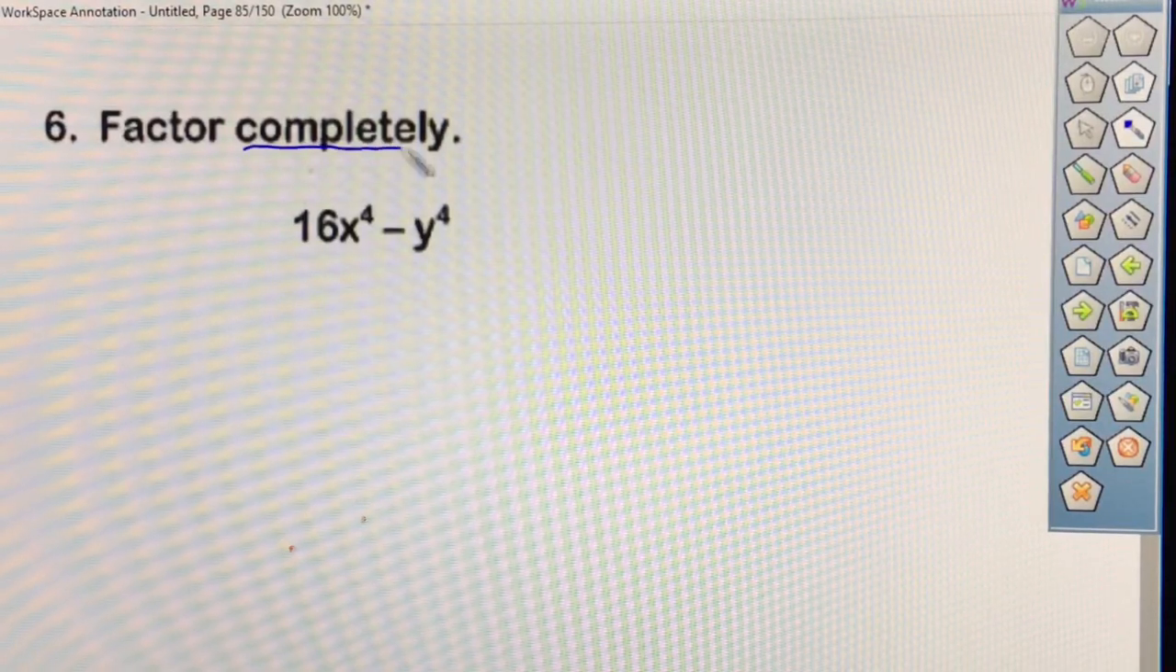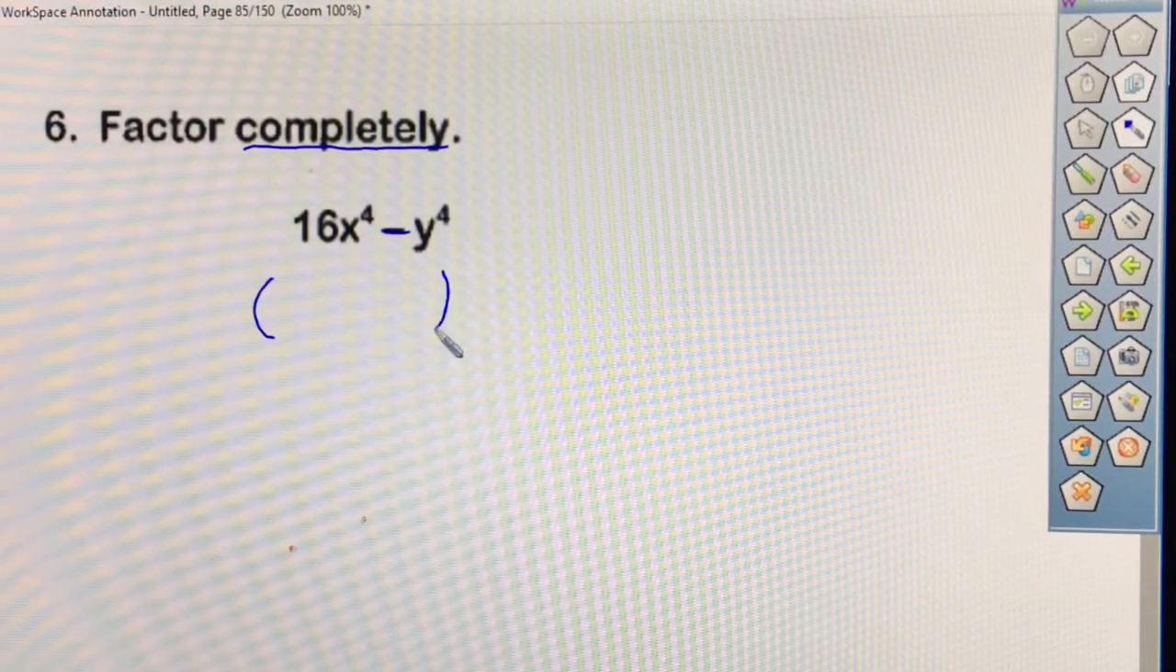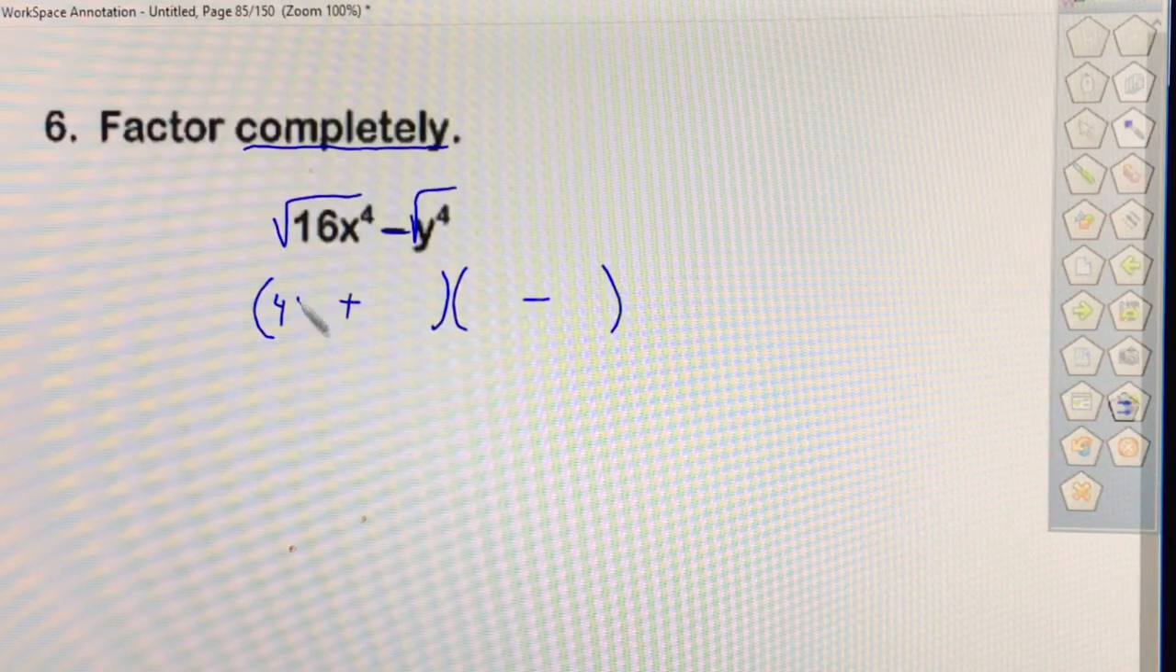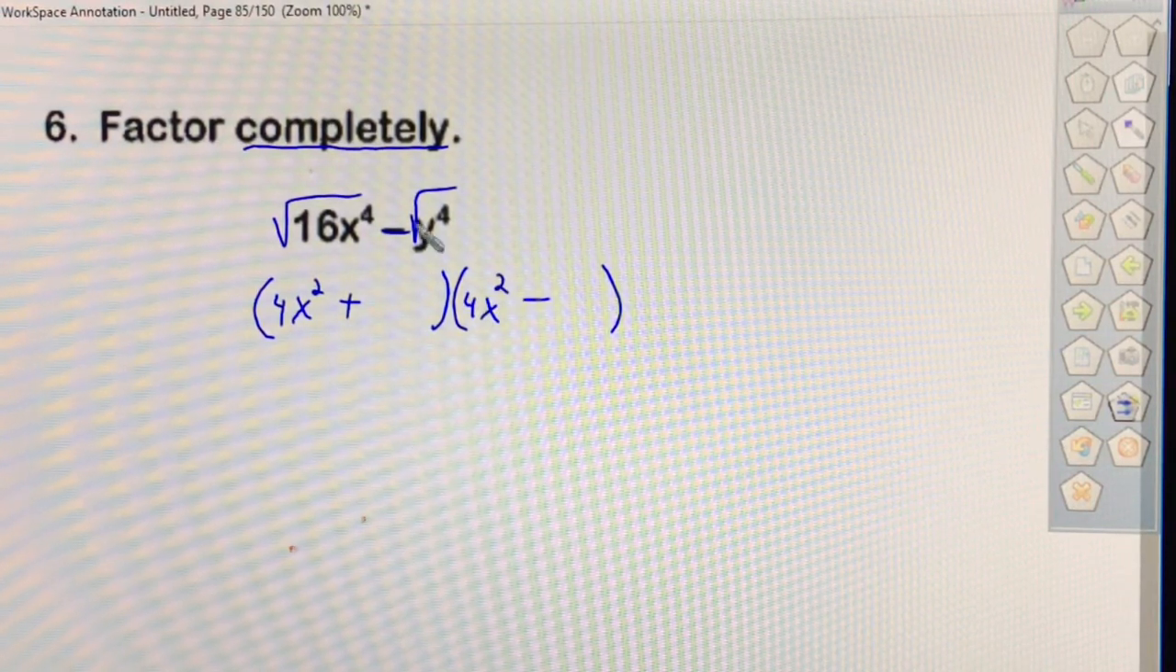Factor completely. Notice the word completely. This is a difference, so this is going to factor rapidly, okay? Basically what you want to do is square root both of these factors and alternate signs. So the square root of 16 is 4. The square root of x to the fourth is x squared. Now what times that equals 16? That's going to give me 4x squared times 4x squared equals 16x to the fourth. The square root of y to the fourth is y squared.